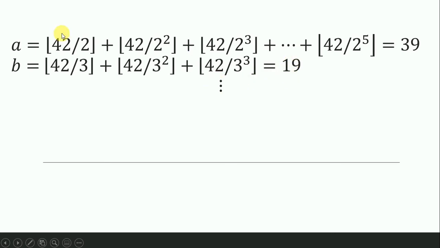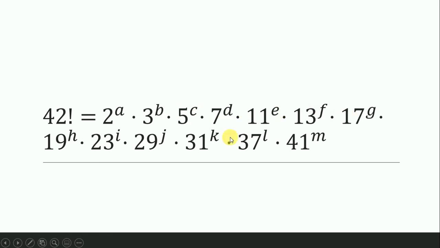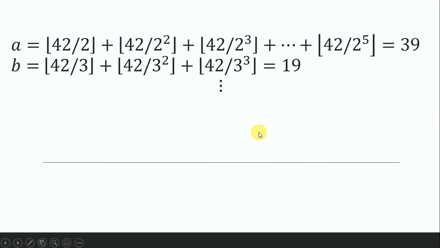So you do the same process for the rest of the prime numbers, prime factors, the rest of these ones here: 5, 7, 11, 13, 17, and so on, until you reach the last one, which is M. M is for 41, so that's 42 over 41, which is equal to 1 point something, or 1. And then substitute all the values that you got from your solution.